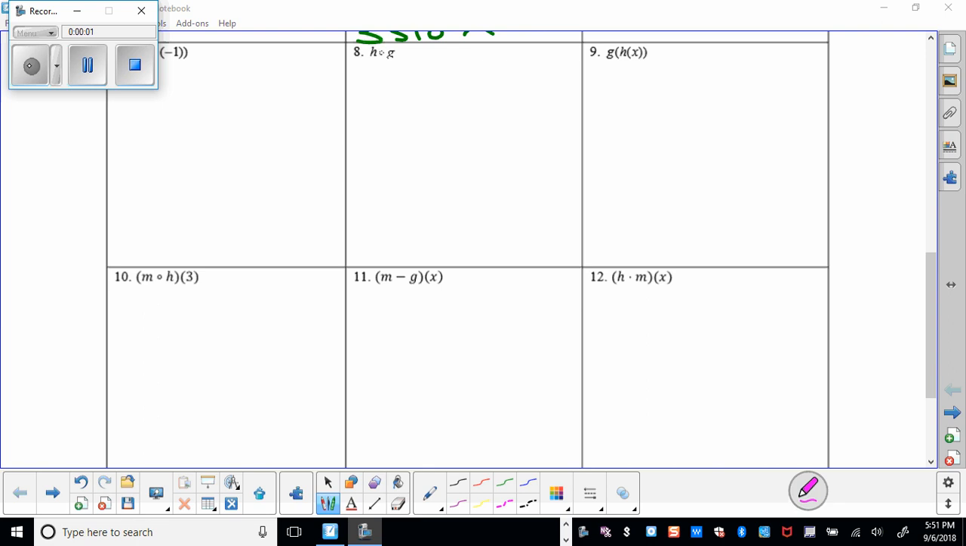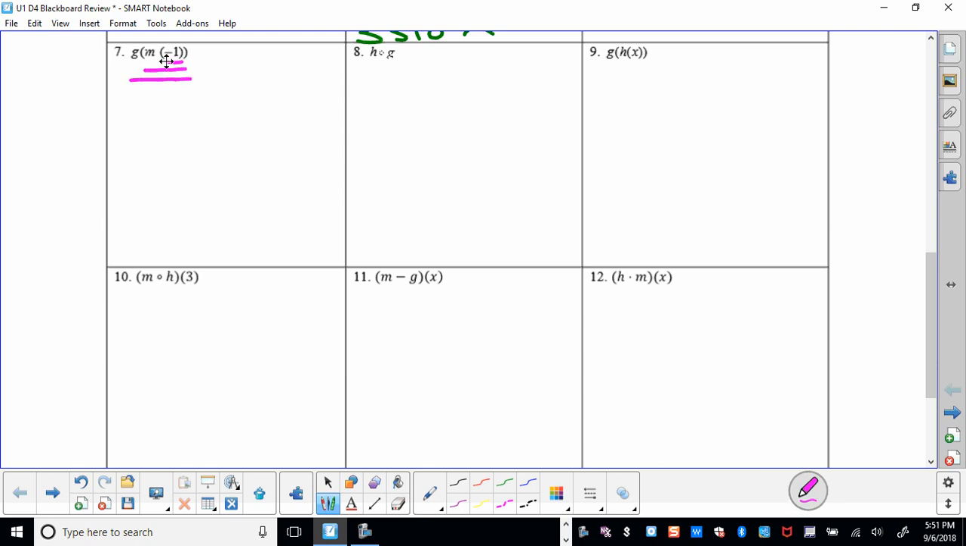Okay, so now we're talking about composite functions. So for number 7, you'll see you've got -1 inside M, which is inside G. In math you work from the inside to the outside when you have things nested. So we're first going to figure out what is M of -1.